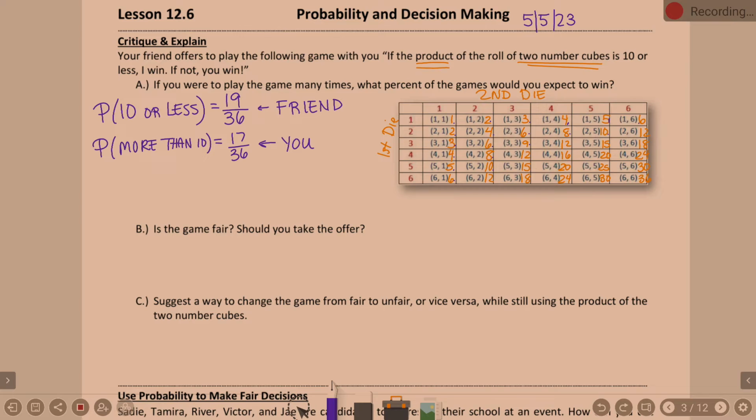You really have to stop and think, which point of view is this from? Now, the question was, what percent of the games would you expect to win? So what's that going to be? 17 out of 36. What is that as a percent? As a decimal, it's 47.2 repeating, which as a percent then becomes 47.2% or 47%, whatever form of that you use.